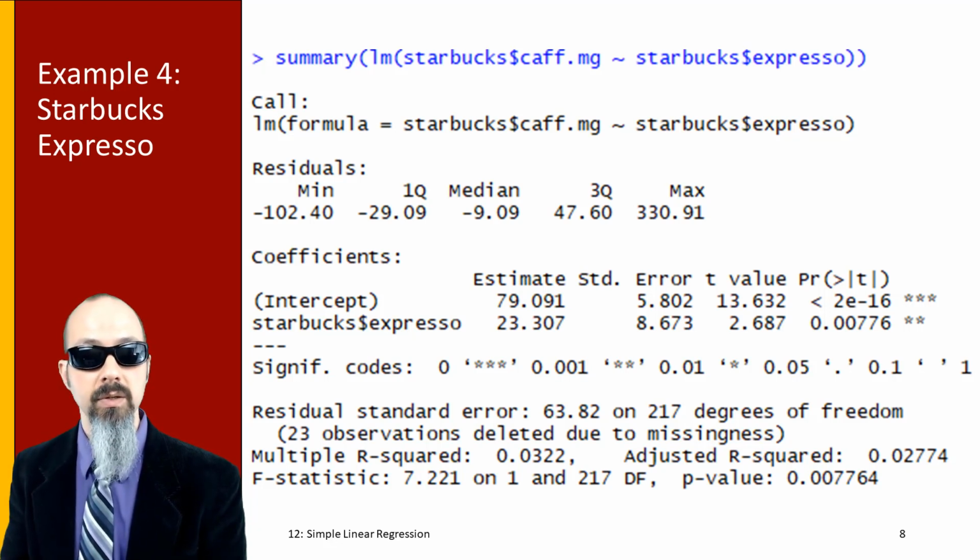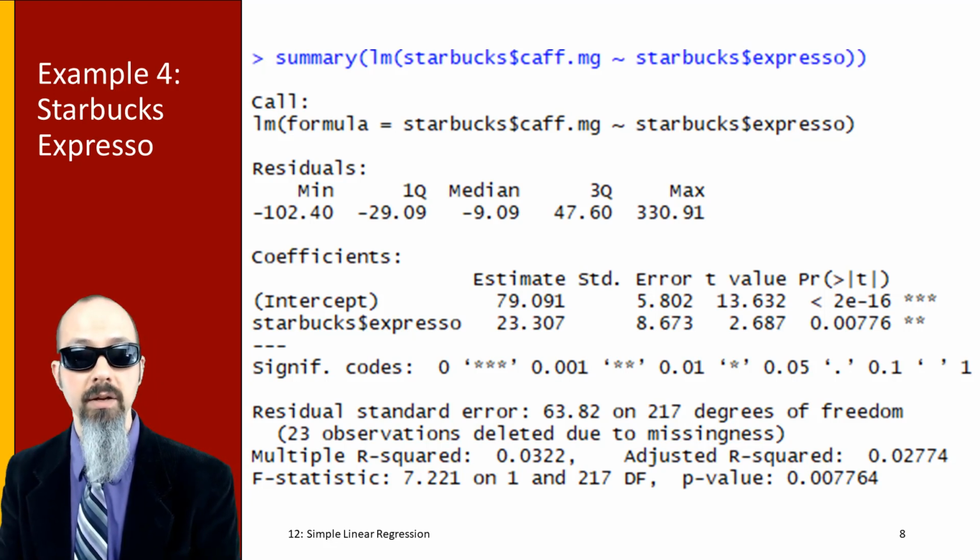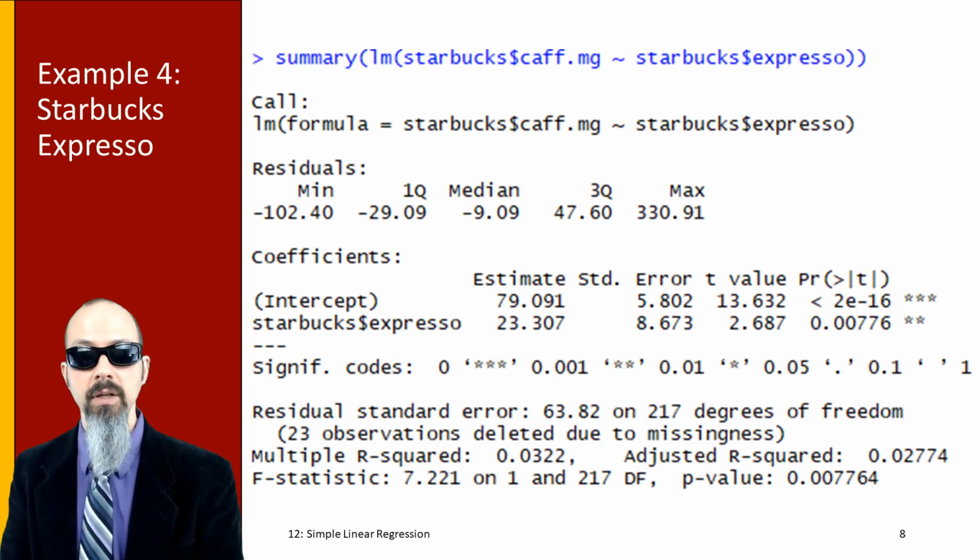So non-espresso drinks will have an average 79 milligrams of caffeine. And see how that works out nicely with our y-intercept when we have a 0-1 dichotomy? It's beautiful. Much easier than when you have it 0-1 or other sorts of numeric coding. And if we just want to look at our multiple r squared, it's a very small multiple r squared.